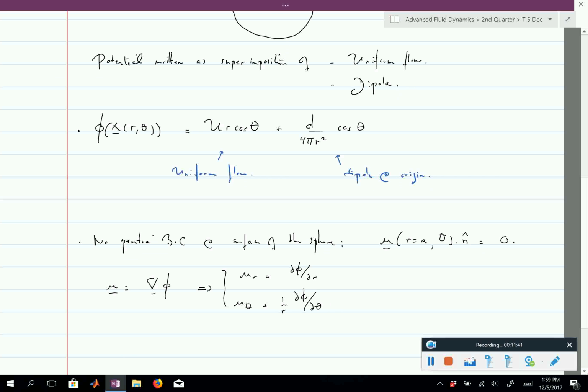Now I could compute the two components, but you know that the normal vector to the surface of the sphere is going to be the unit vector in the radial direction. So at the surface of the sphere, this normal vector to the surface is r.